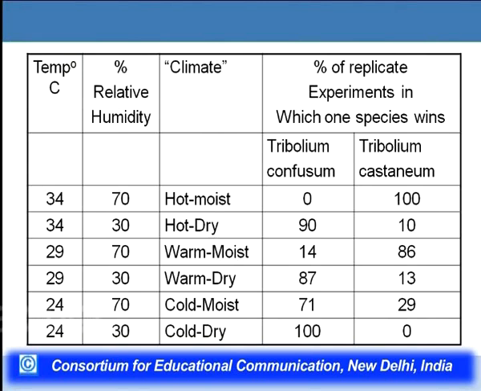For example, if we see in this table, in hot and moist condition, where the temperature was 34 degrees and relative humidity was 70%, we see that Tribolium castaneum was the winner. But if the temperature was reduced from 34 to 24 and relative humidity was reduced from 70 to 30, we see that Tribolium confusum was the winner. So both the species are competing with each other, but which species is able to outcompete the other depended on environmental condition in this particular case.